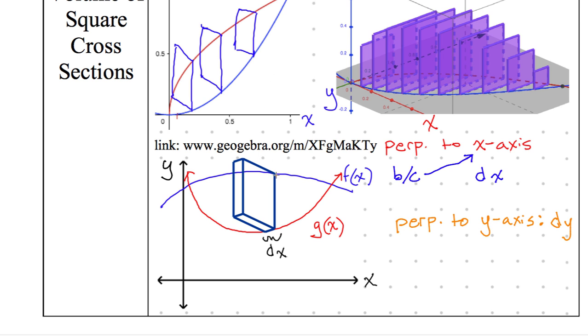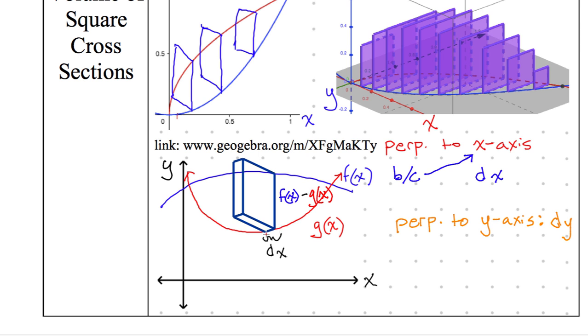I need to now ask you, what is this length? This line right here has what length? In terms of f of x and g of x, what is the length of this line? So it's f of x minus g of x. Exactly. This length is the top minus the bottom. It's always top minus bottom. So this length is f of x minus g of x. All right, so we have that length.